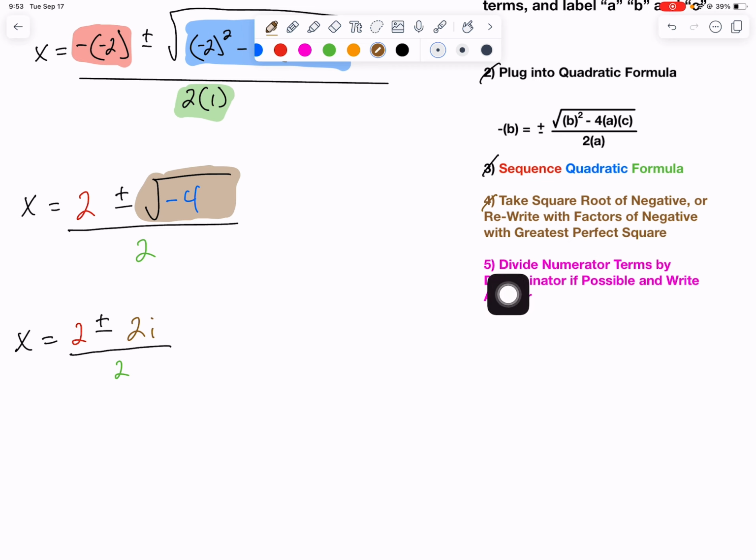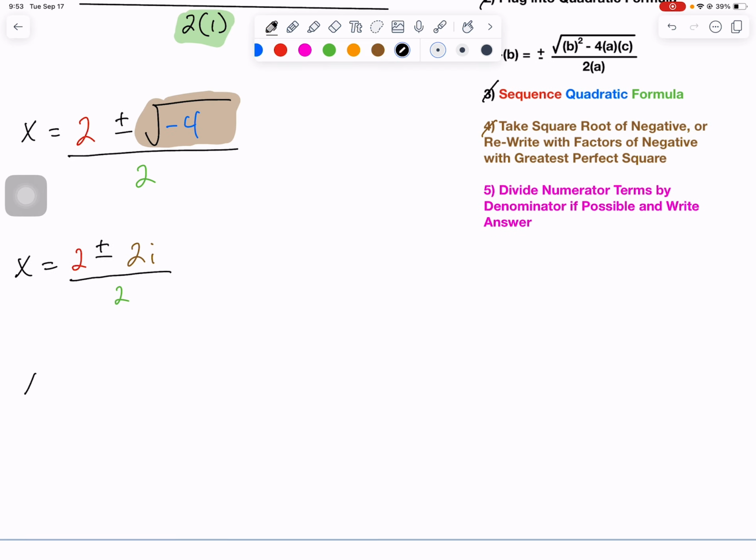All right, if possible, we have to divide the numerator terms by the denominator in the final answer. Well, we know 2 and 2 are both divisible by 2. So we're just going to simply write x equals, and 2 divided by 2 here is simply 1. I'll write that in red. I'll bring down our plus or minus. 2 divided by 2 again, yes, it's just 1. I'll write that in red. And don't forget to bring down your i with it. And that completes your review.